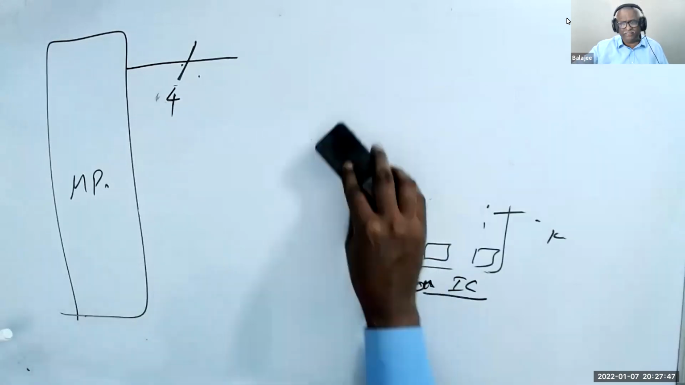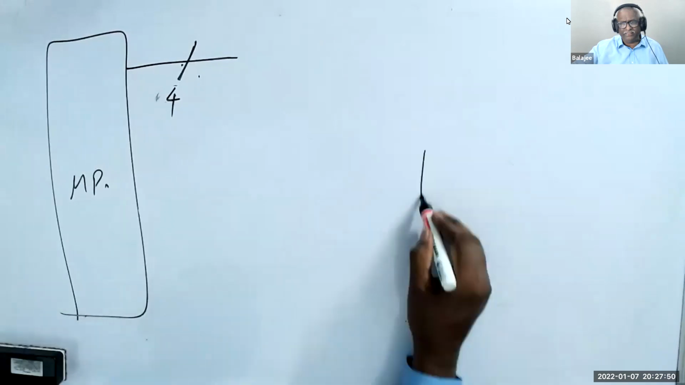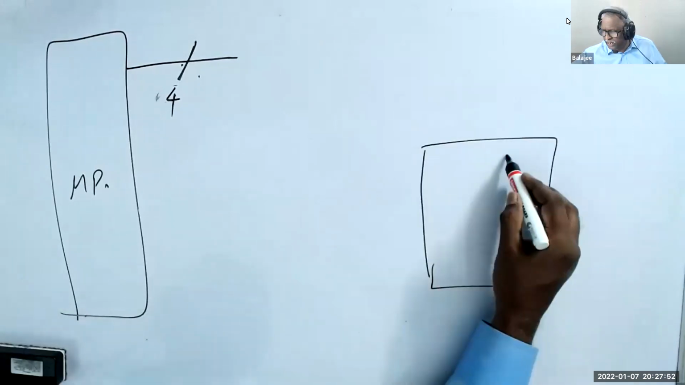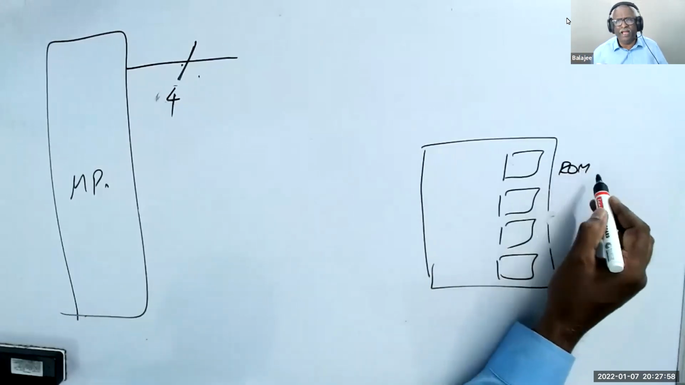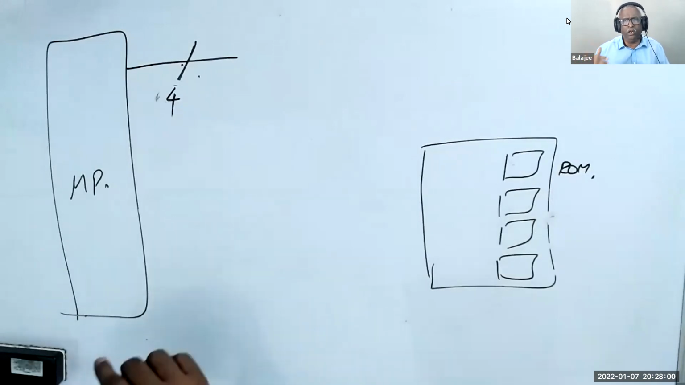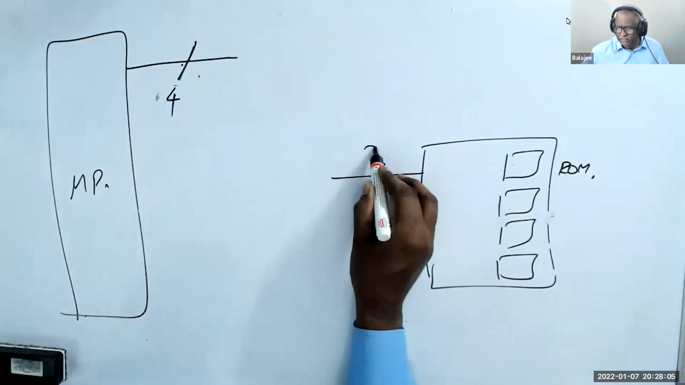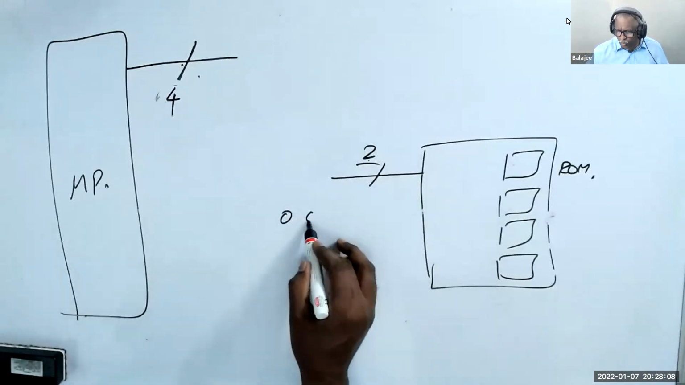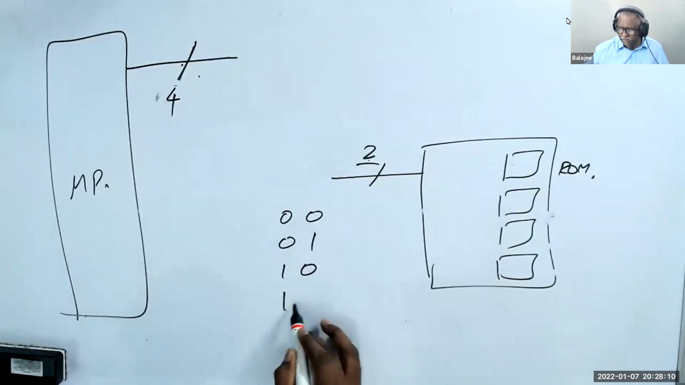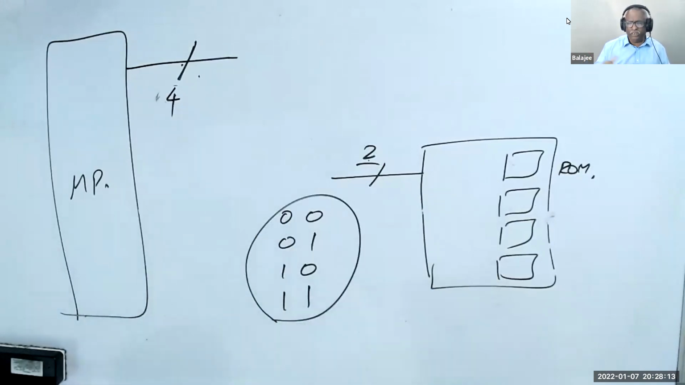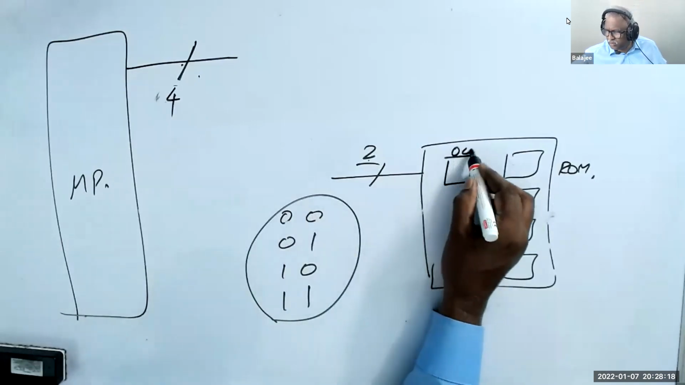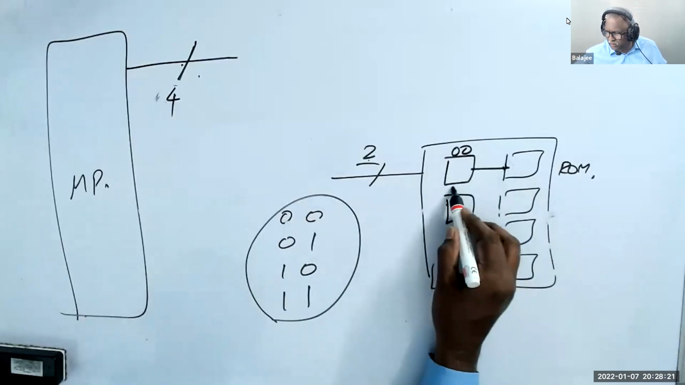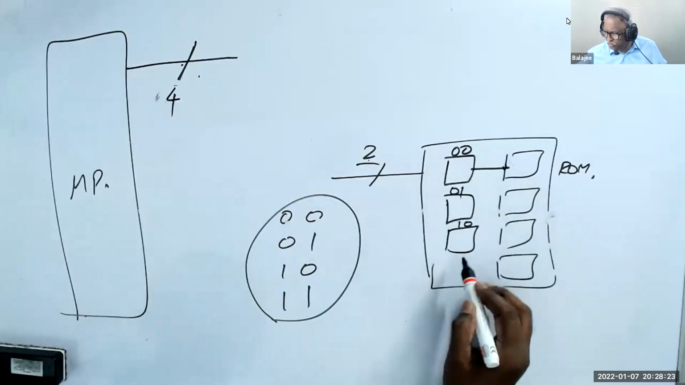Now, how do you address? That's why I tell very simple. First, we assume that I have 4 ROMs. I'll explain to you later why you need non-volatile, why the volatile problem. Now I need 2 address lines. The 2 address lines mean 00, 01, 10, 11. Please understand. 00 means first one. So this guy's name is 00. This guy's name is 01. This guy's name is 10.